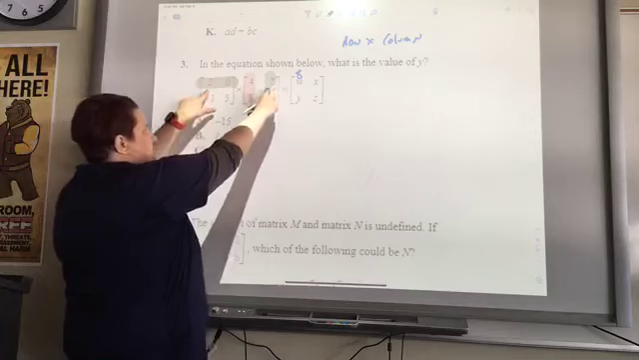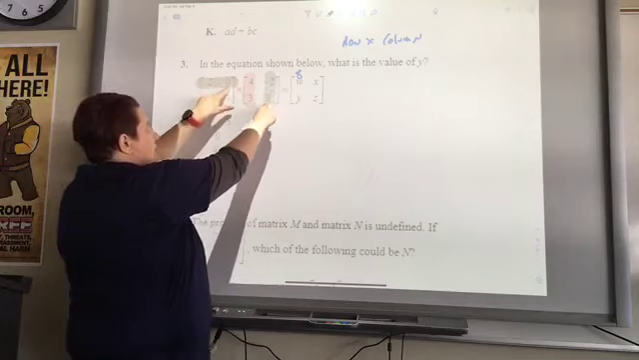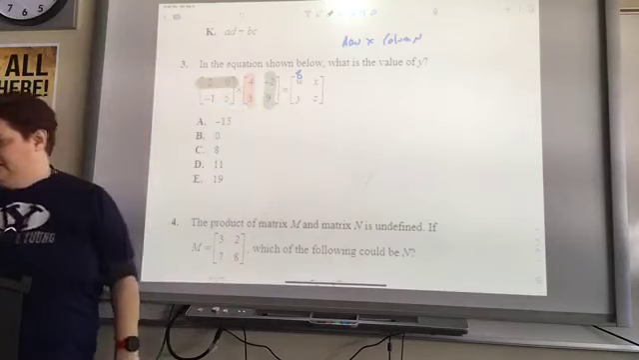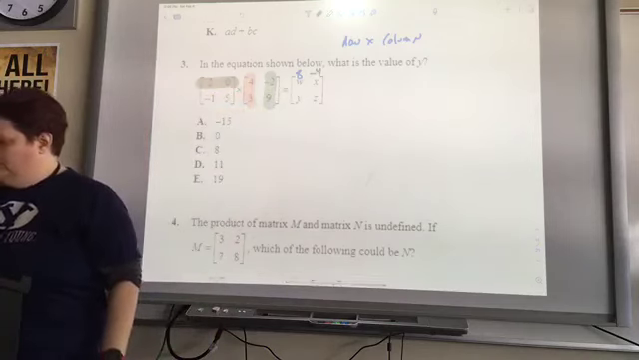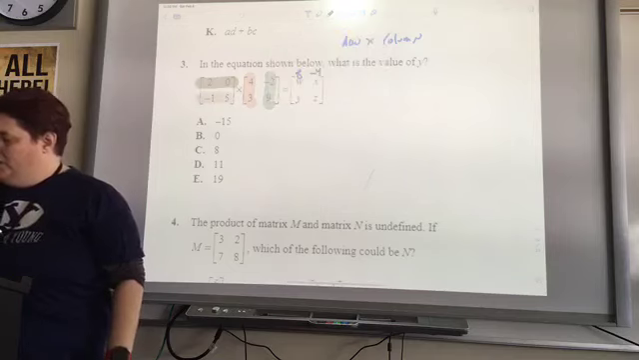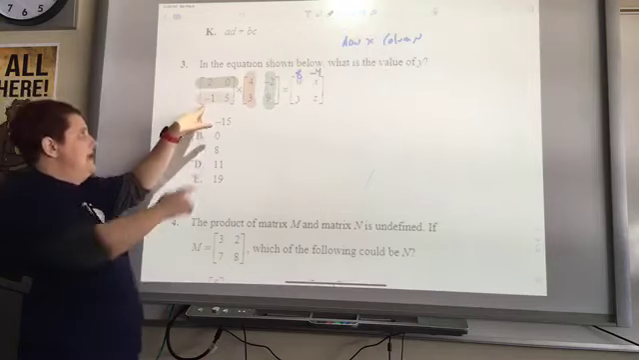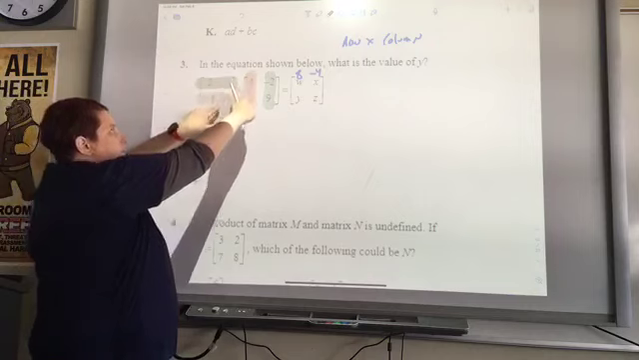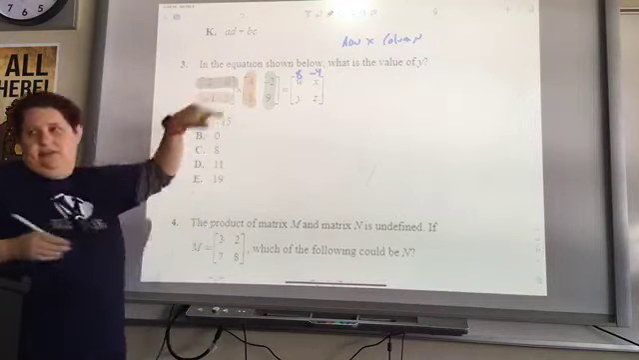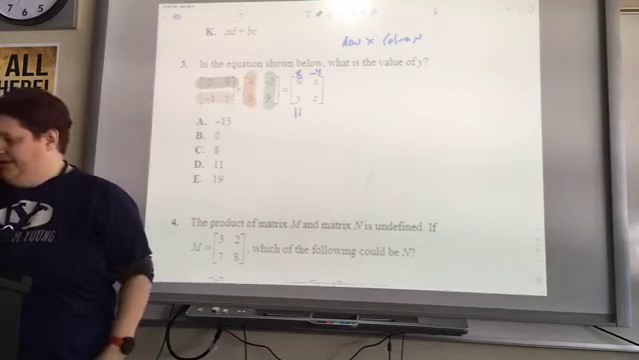Okay, row, column, right? What's 2 times negative 2? Negative 4. What's 0 times 9? 0. Negative 4 plus 0 is negative 4. Okay? Let's do row, column, right? Negative 1 and 4? Negative 4. 5 times 3? 15. Negative 4 and 15? 11. And that's what y was.